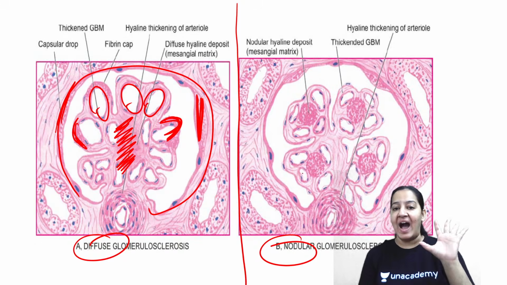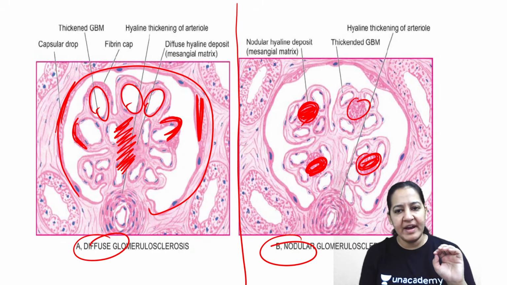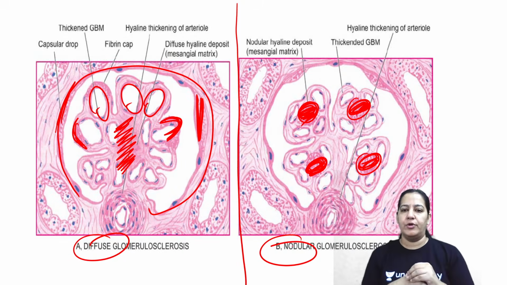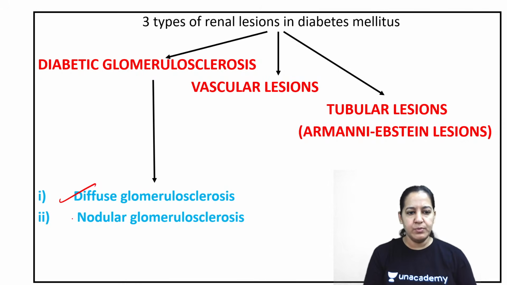But in nodular one, the hyaline is deposited only in the form of oval ovoid circles in the mesangium. In the mesangium, in the oval ovoid circles, nowhere else it is deposited. That's why it is known as nodular. Now this is about the glomerulus. We have already seen the glomerulus, the diffuse one and the nodular one.